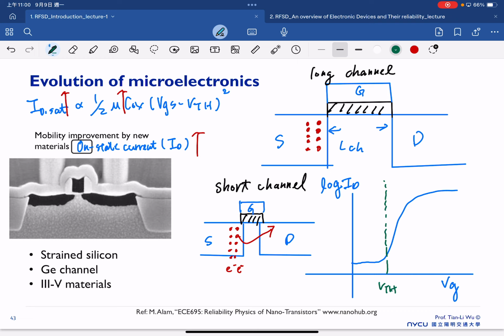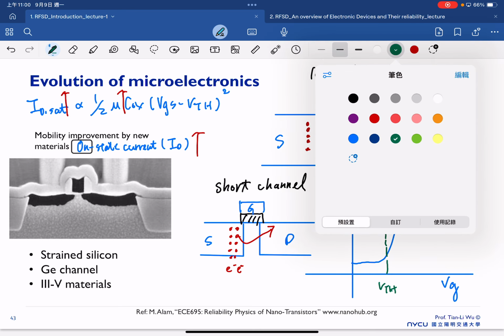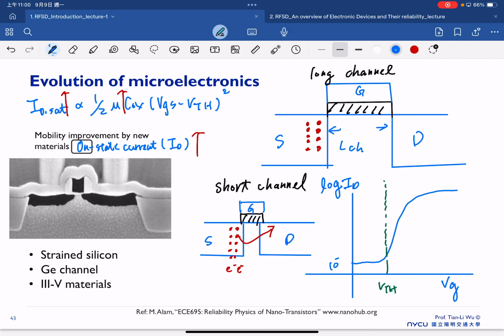Because this is a long channel device, the carriers will have great difficulty traveling through to reach the drain side. Therefore, we expect very low leakage current, that's 10 to the minus 12. However, in the short channel device, the electron tunneling phenomenon is getting more obvious.